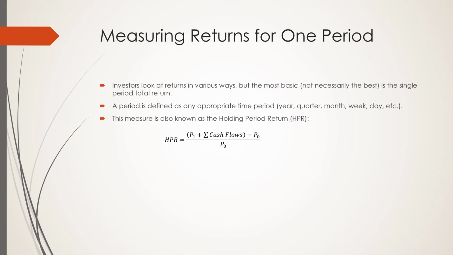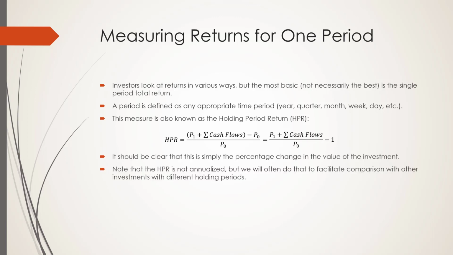Now, generally, I like to simplify this a little bit. So if we factor out P sub 0 from the numerator and denominator, then what we're left with is simply the ending price plus the cash flows divided by the beginning price, minus 1. Now, it's important to note that by default, the HPR is not an annualized rate of return. However, we will often annualize returns so that they are comparable. So if you have an investment that you held for 3 months and an investment that you held for 7 months, those returns are not directly comparable. So we need to annualize them in order to be able to compare and say which was better.